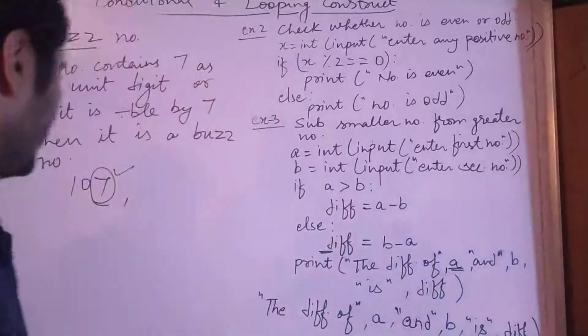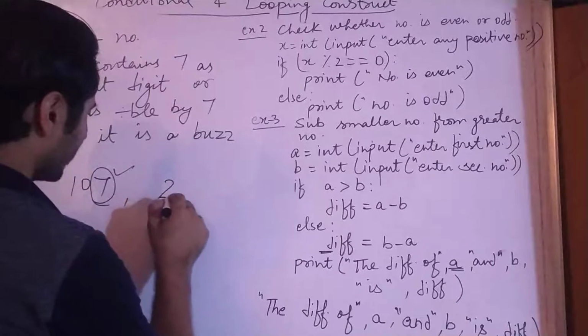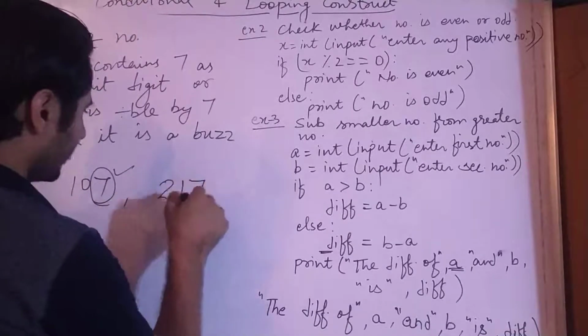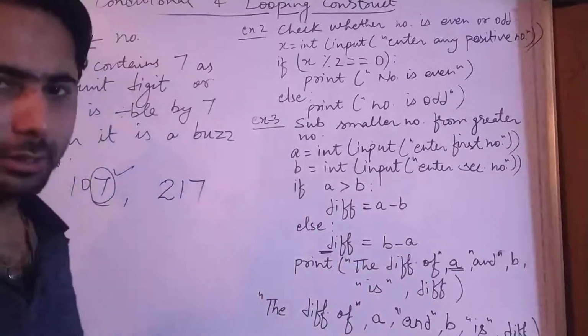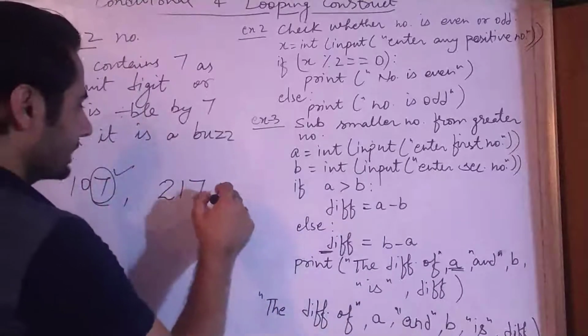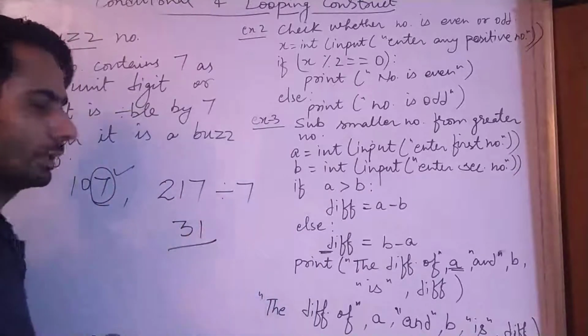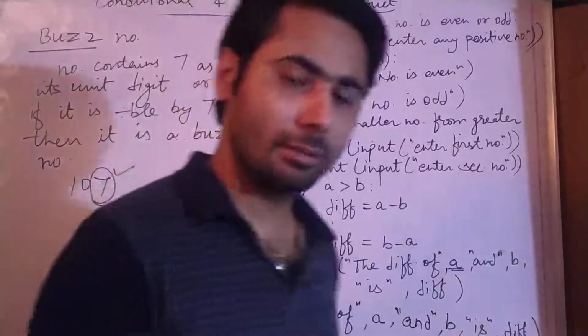Okay? And if I write 217, it is also a buzz number because it is divisible by 7. 7 × 31 = 217. It's a buzz number.